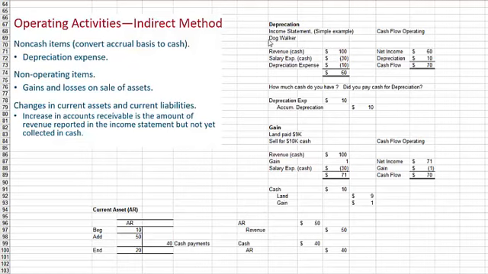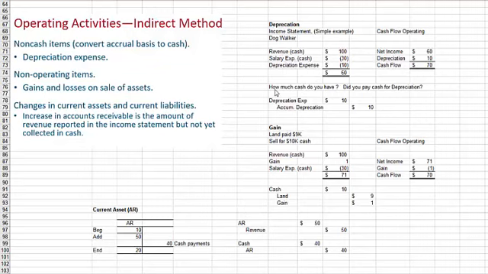We are a dog walker. We had revenue of $100 in cash. We had salaries of $30, also in cash. And we had depreciation expense of $10 to give us net income of $60. We know that these two activities are in cash. We started with $100 in cash. We paid out $30. What about depreciation expense?